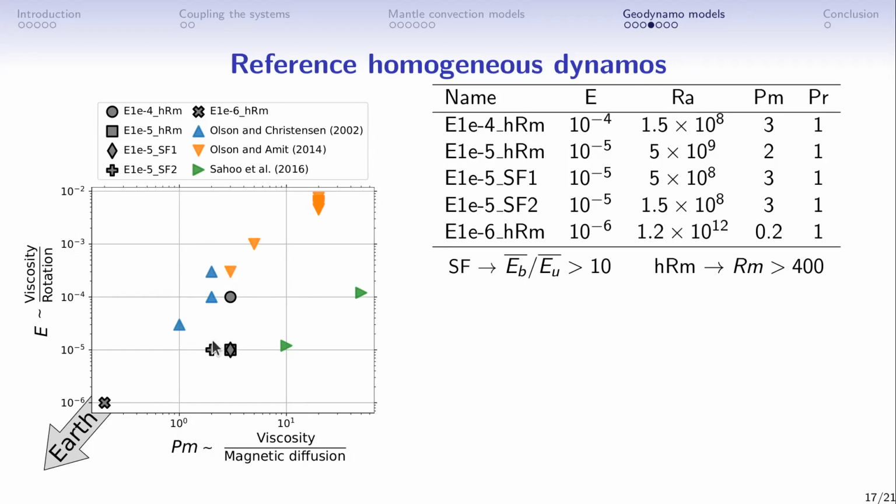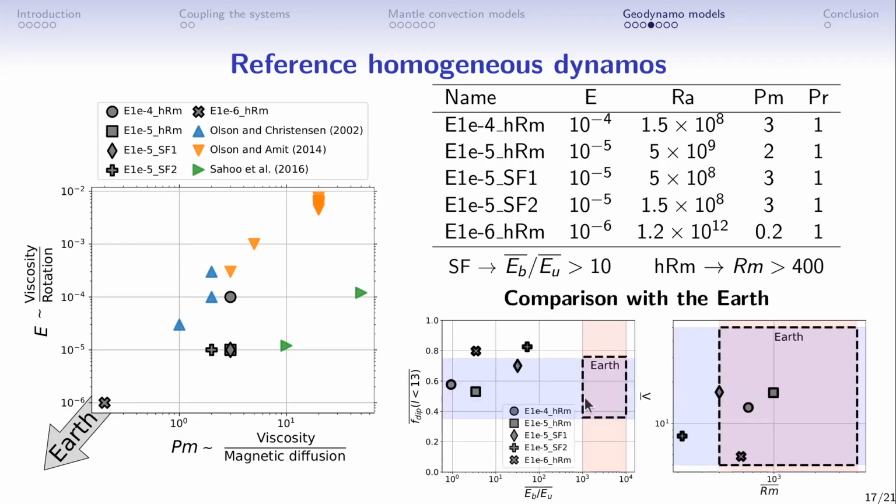Those three cases at an Ekman number of 10 to the minus 5 are at the boundary of what has been done previously in terms of Ekman number. And this case with an Ekman number of 10 to the minus 6 and a magnetic Prandtl number of 0.2 is getting closer to the parameter regime of the Earth, which would be at around an Ekman number of 10 to the minus 15 and a magnetic Prandtl number of 10 to the minus 6.